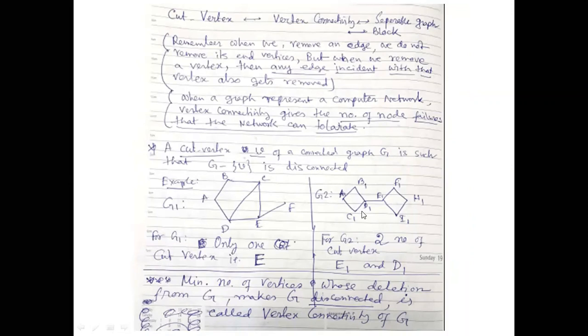G2 has two cut vertices, D1 as well as E1. If you remove D1, the graph is disconnected. If you remove E1, then also the graph is disconnected. Okay.